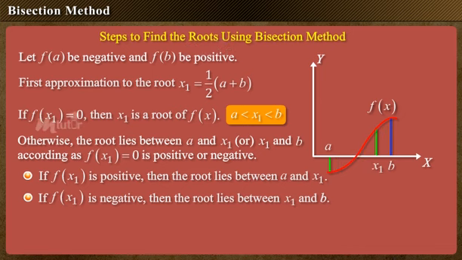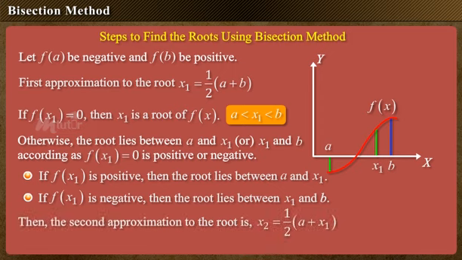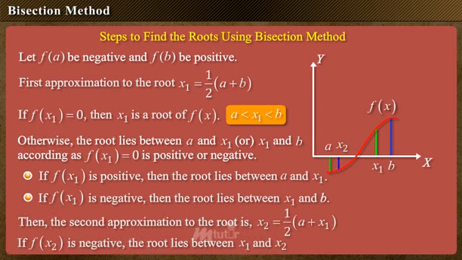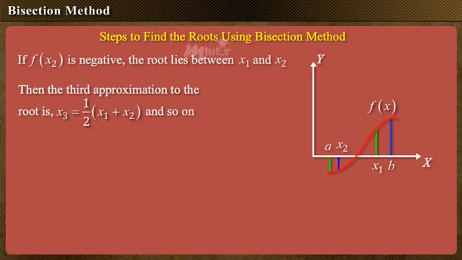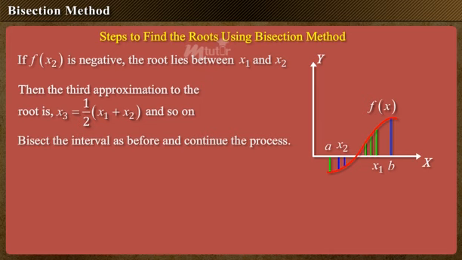Let's take f of x1 as positive. Then the root lies between a and x1. Then the second approximation to the root is, if f of x2 is negative, the root lies between x1 and x2. Then the third approximation to the root is, bisect the interval as before and continue the process until we obtain the solution of the given equation.